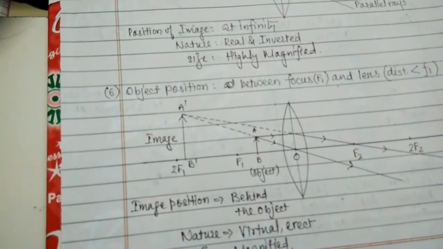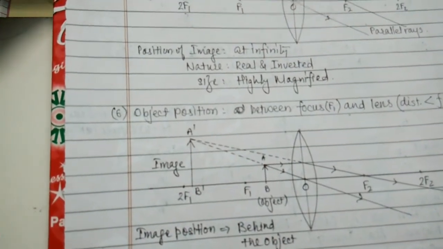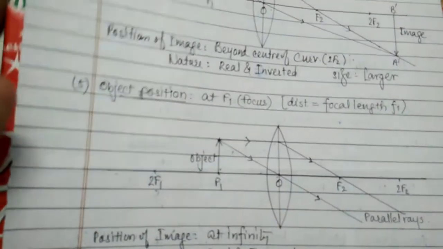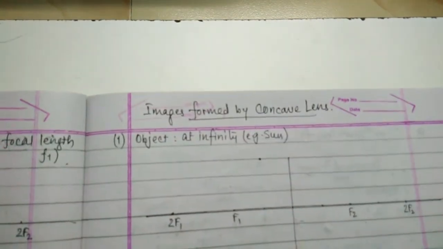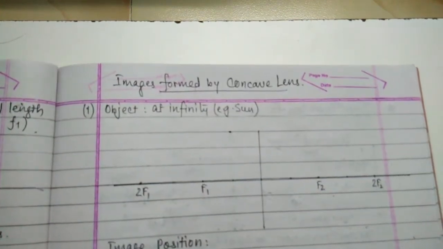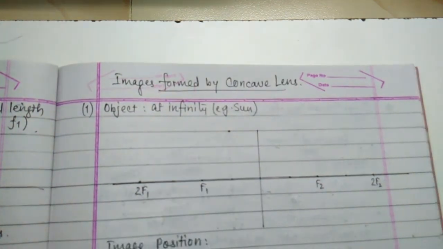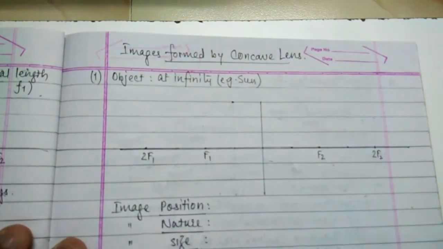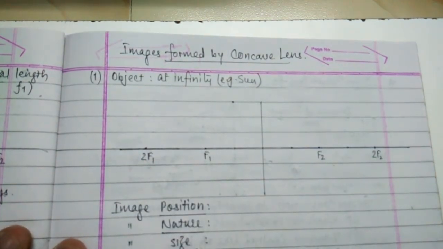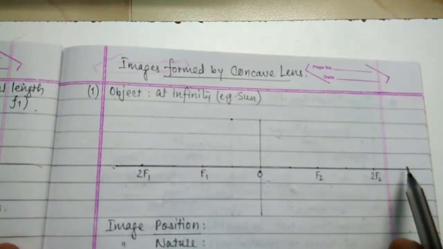So these 6 diagrams of convex lens are completed here. Now, the image obtained by concave lens. So for concave lens, object is at infinity. There are 2 diagrams of concave lens. The object is at infinity. This is the central line. This is the principal axis.